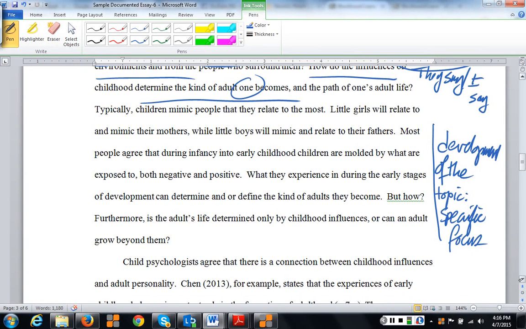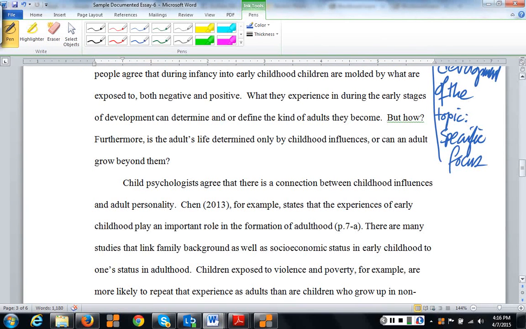And then we get into it. Now, we've got a specific they say, right? Child psychologists agree. All right? So we're bringing in a group of people, a they, if you will. We have a documented source. This is what makes it a documented essay, right?